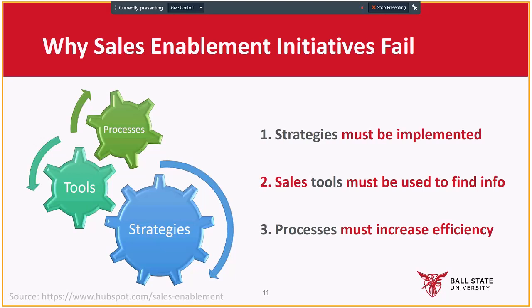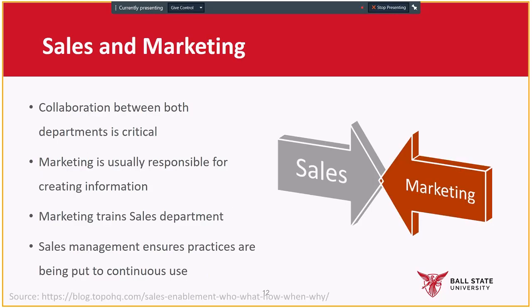And for these tools, is it easy for the salespeople to find them? And are the tools relevant for them to be able to sell much more efficiently? If I can do all this, it should lead to increased efficiencies. But unfortunately, lack of strategy means there are no clear processes, which means there are no clear tools created. And when that happens, you're not necessarily going to have the right kind of success.